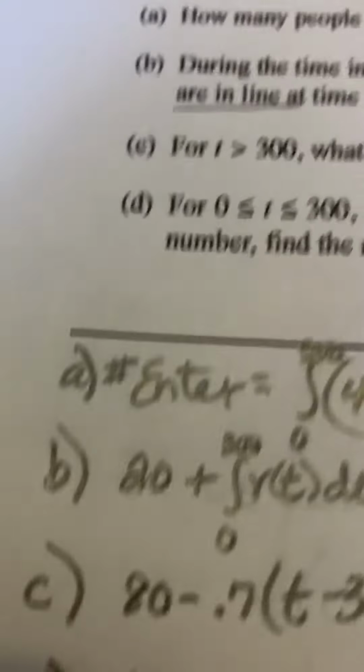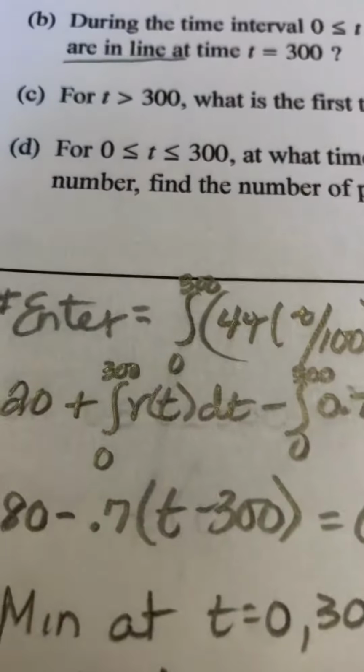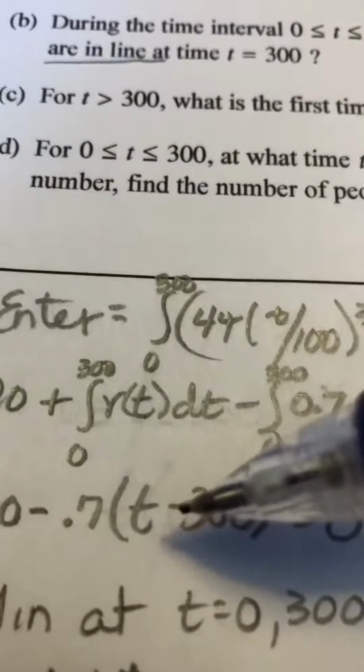Now part C, when we're greater than 300, what's the first time that there are no people in the line? Well, we know at t equals 300 there are 80 people in the line. We want to know when there's nobody left. Well, there are no more people entering the line according to our piecewise function up there. So all we have to worry about is the rate at which people are leaving. And it's t minus 300 because now remember, we are talking about time over 300 seconds.